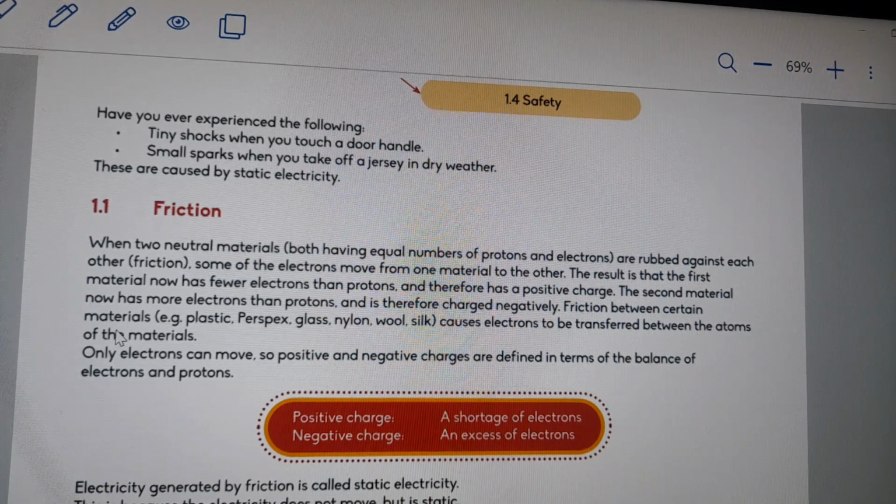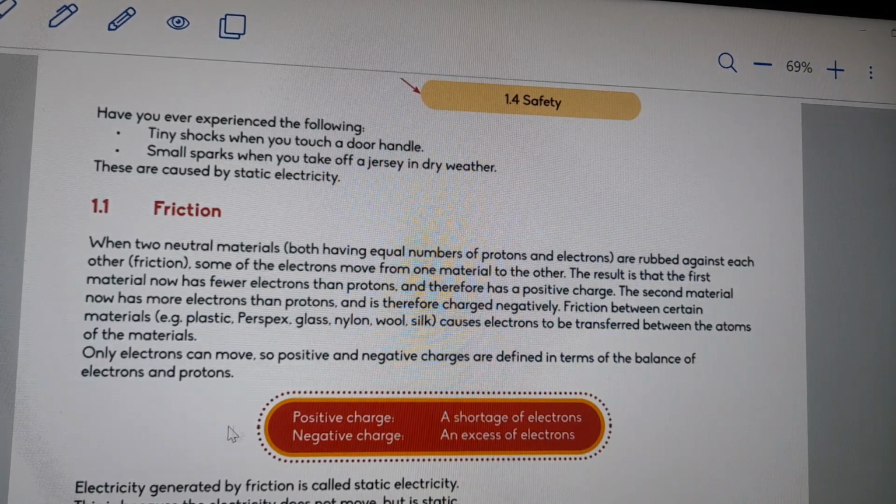Friction between certain materials, for example, plastic, perspex, glass, nylon, wool, and silk, causes electrons to be transferred between the atoms of the materials. Only electrons can move. Very important. Protons, they don't move. It's electrons that move. So positive and negative charges are defined in terms of the balance of electrons and protons. Positively charged means it has got few electrons. Negatively charged means there are more electrons than protons.